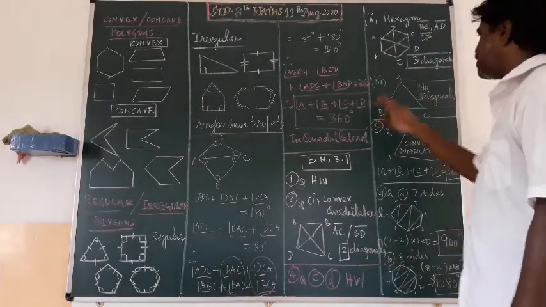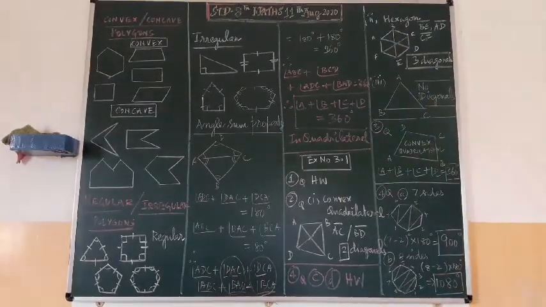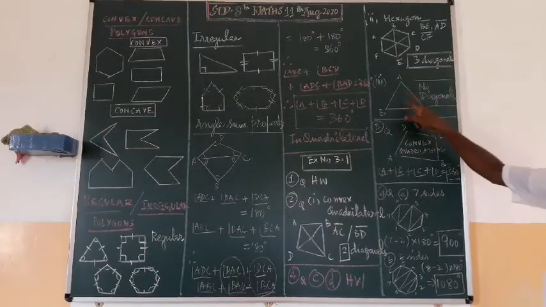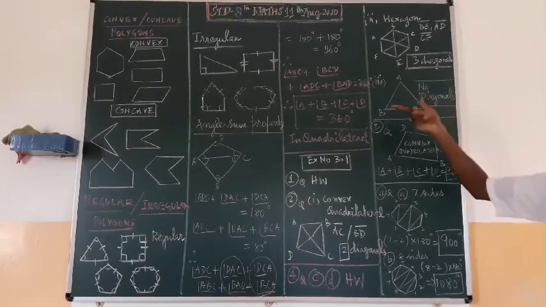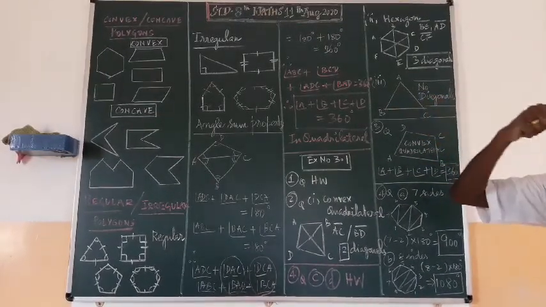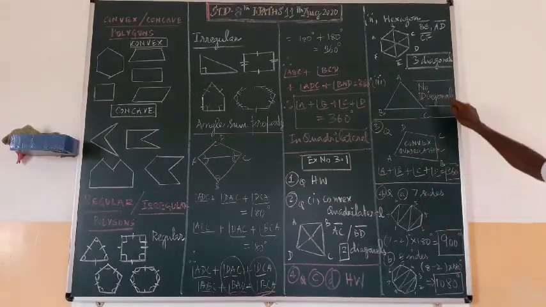Okay. And third, in a triangle, is there any diagonal? No. There is no diagonal because there are only 3 vertices. Diagonal means it should join vertex to vertex. So no diagonals are there. 0 is the answer.